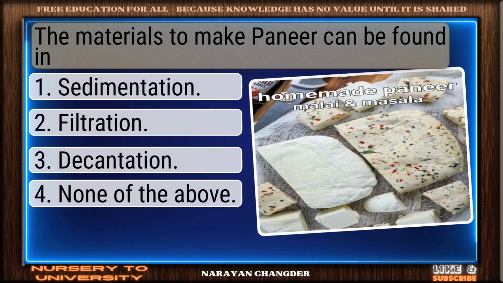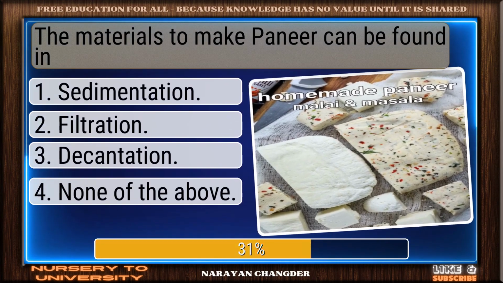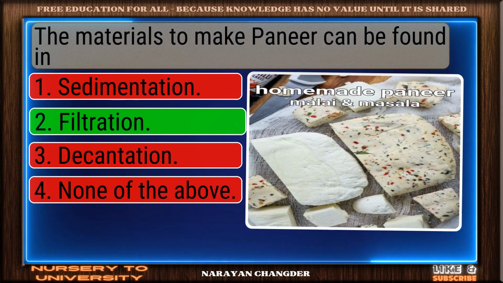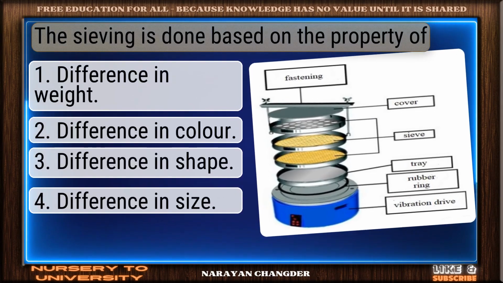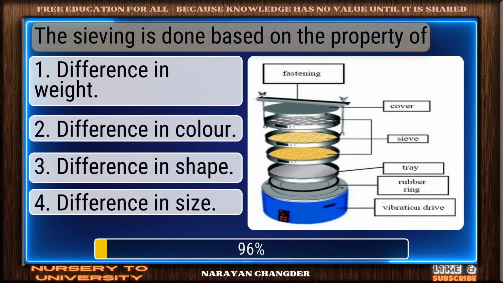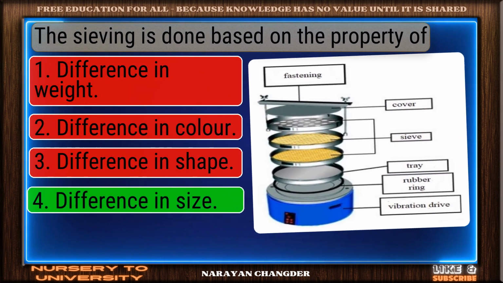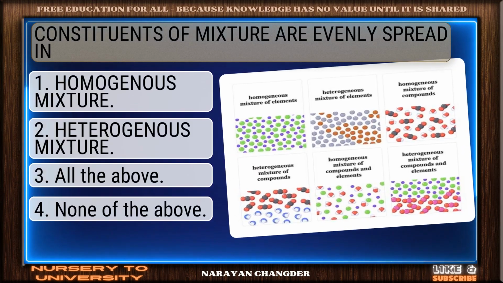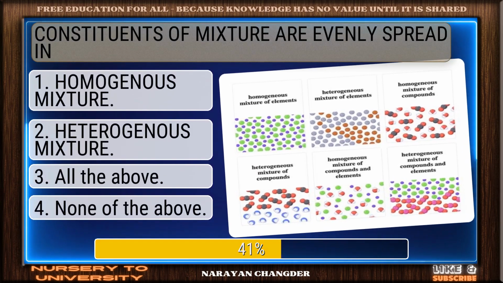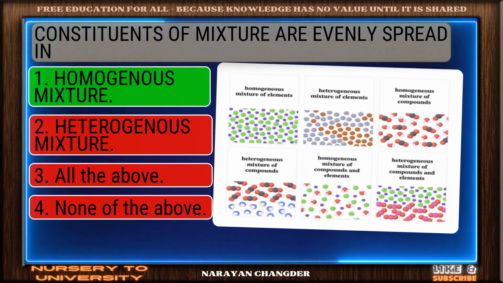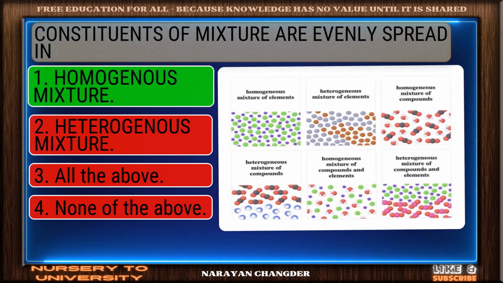The materials to make paneer can be found in. Valid point. Filtration is true. The sieving is done based on the property of. Excellent choice. Difference in size is the right answer. Constituents of mixture are evenly spread in. Great thinking. Homogeneous mixture is the right choice.